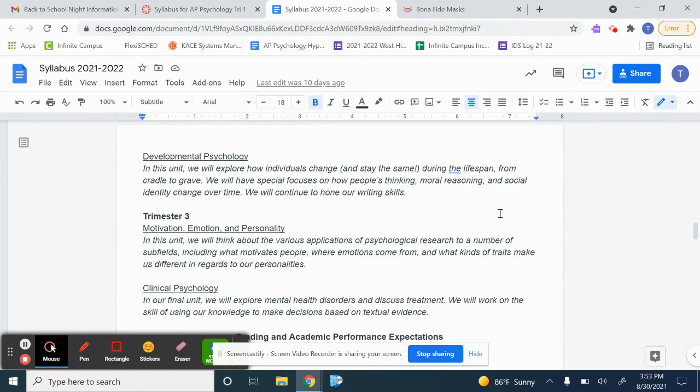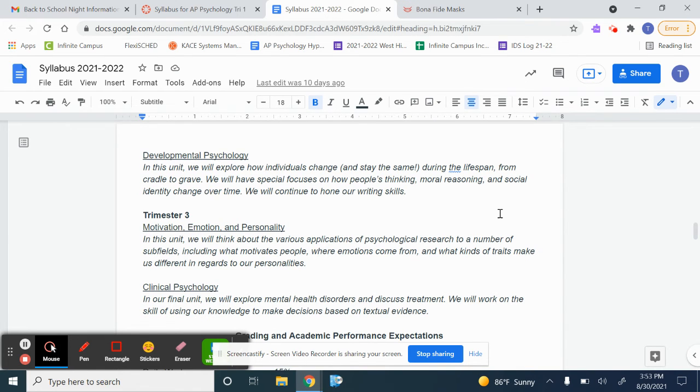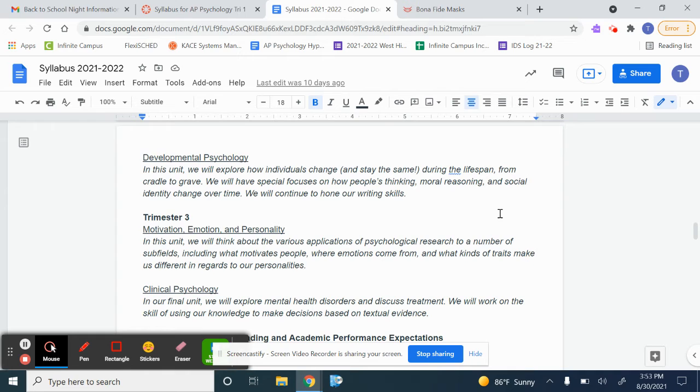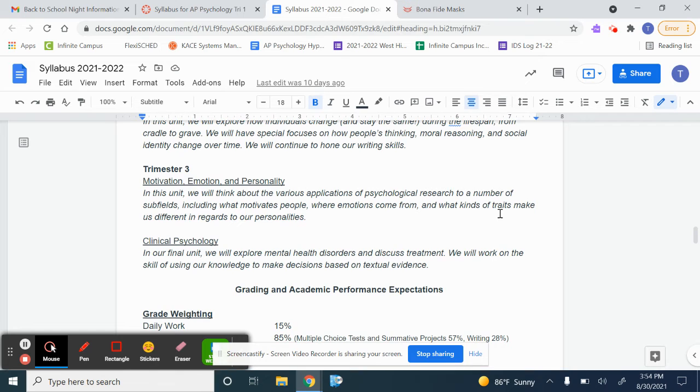In developmental psychology, we follow the human being from the cradle to the grave. We talk about major milestones, and we debate a little bit whether we believe that development is more of a continuous process or if it happens in distinct stages. This unit also explores more deeply the nature-nurture debate, and we look at different ways that human beings are influenced by their genetic endowments, but also by their experiences.